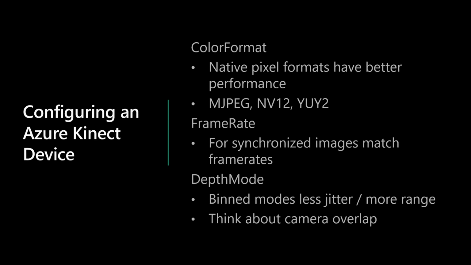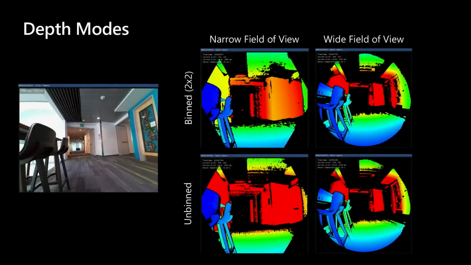And then the depth mode. So you saw that we selected narrow field of view 2x2 binned. When we're talking about depth modes, there's a trade-off between field of view and also binning versus unbinning. It's important to remember that binned modes mean less jitter and more range. They sacrifice some resolution in order to do that. And then also when we're configuring our device, we should think about the camera overlap between RGB and depth if we want to use those together. So let's drill into that a little bit more.